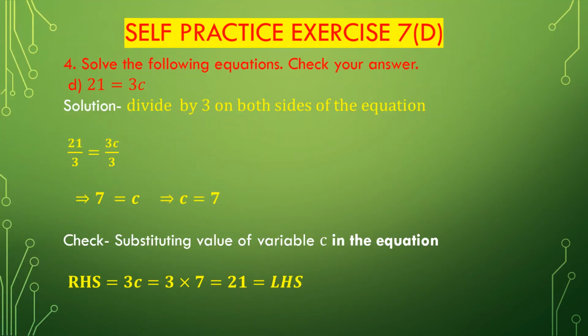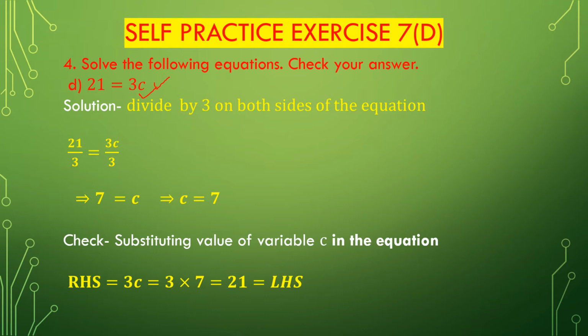Now we solve question number D part. 21 equal to 3c. This is the equation, that is left hand side is 21 and right hand side is 3c. Here 3 is multiplied with c, so we have to divide by 3 on both sides. Here multiplication operation is given, that is 3 multiplied with c, so we have to divide by 3 on both sides of this equation.